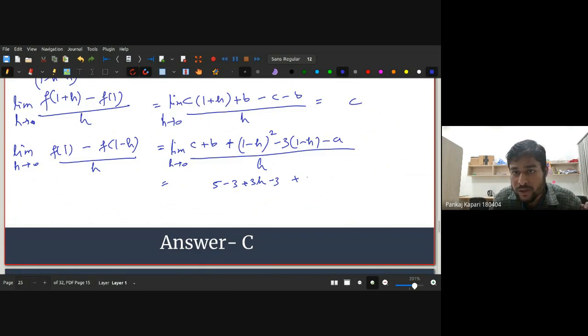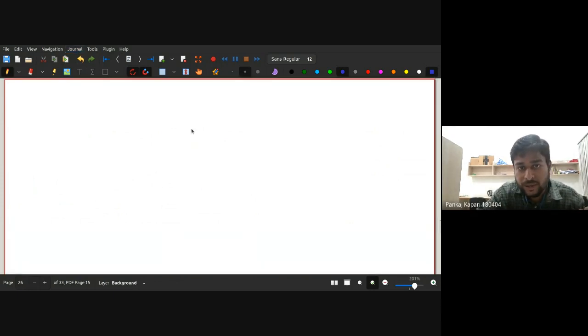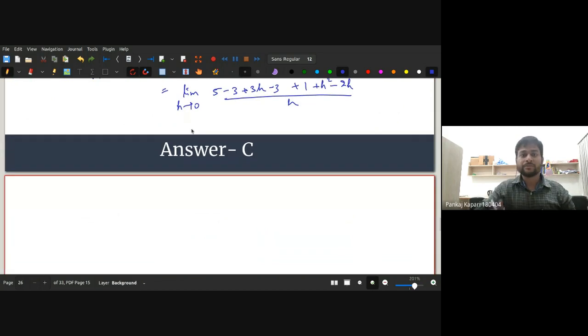Okay, and now we open the bracket. This is 1 plus h square minus 2h divided by h. Take the limit, h goes to 0. Okay, so still we have to simplify a little bit. So this is equal to the limit h goes to 0. Okay, so how much do we have? 5 plus 1, 6, 3 minus 3.